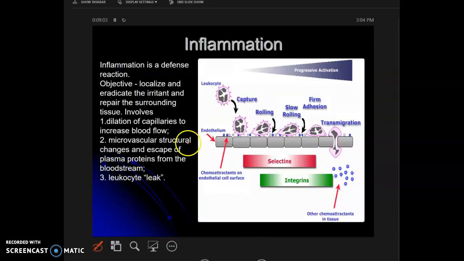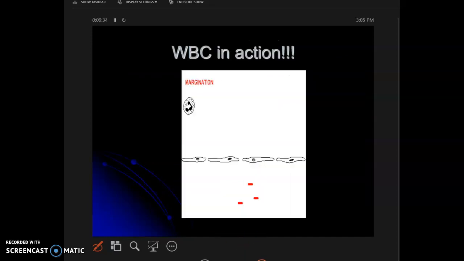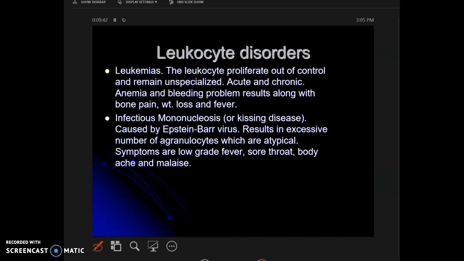All right, what's inflammation? We talked about basophils producing histamine, which produces inflammation. So inflammation is a defense reaction. What is the objective? To localize and eradicate the irritant. So it involves dilation of the capillaries. Of course, you want more blood flow. So you want some changes. What are the changes? There will be changes in the blood plasma. Of course, you want more and more proteins. So there will be some changes in the plasma. And the leukocytes leak out. What's that leaking out called? Diapedesis. So if you click on this, you will see it in action. But that's not going to work on this slide.